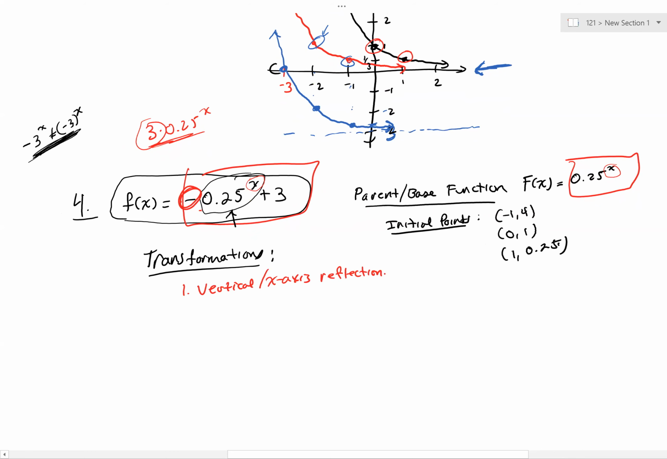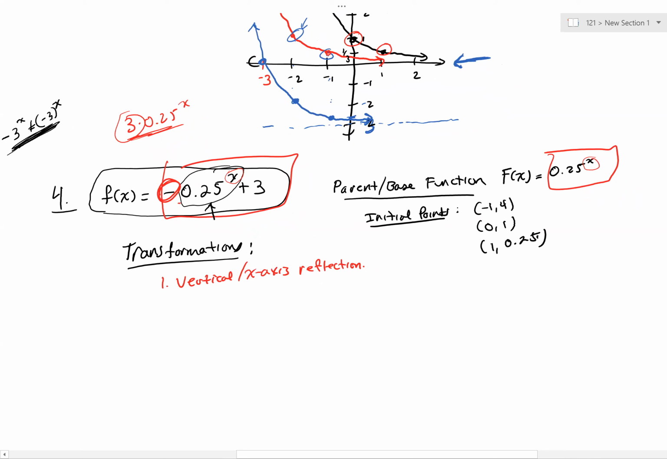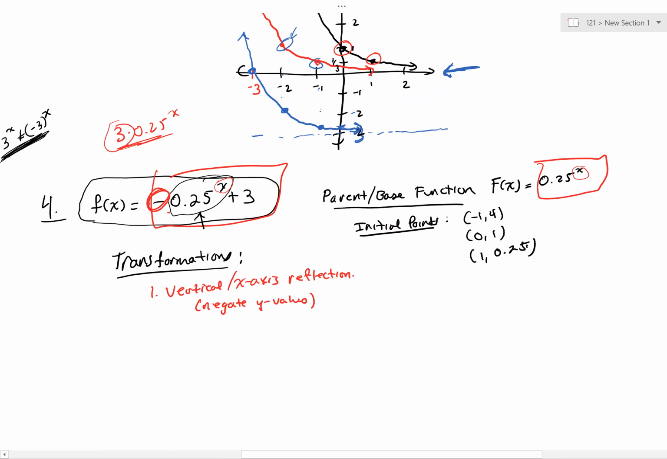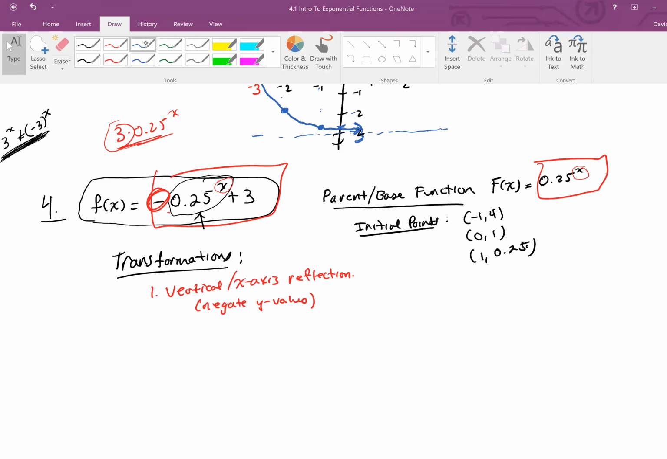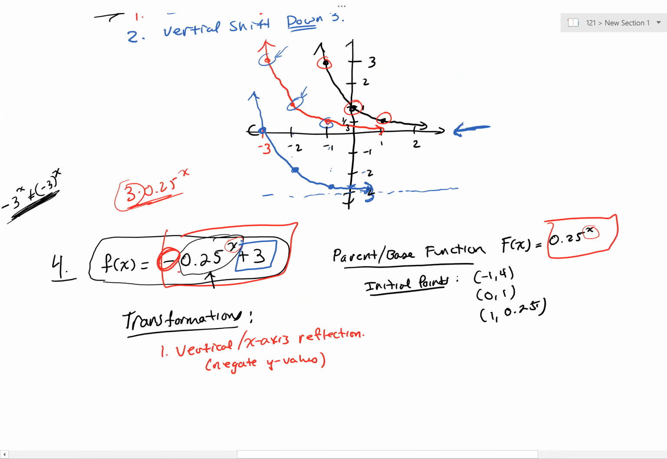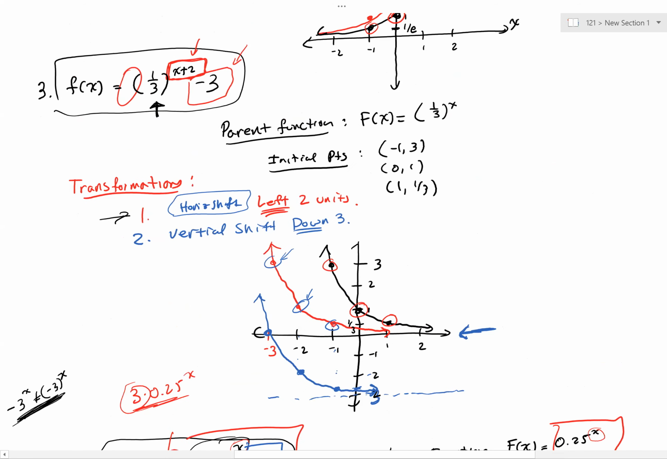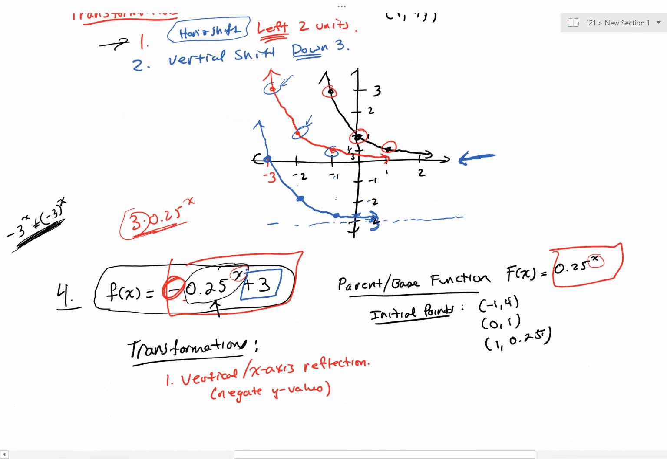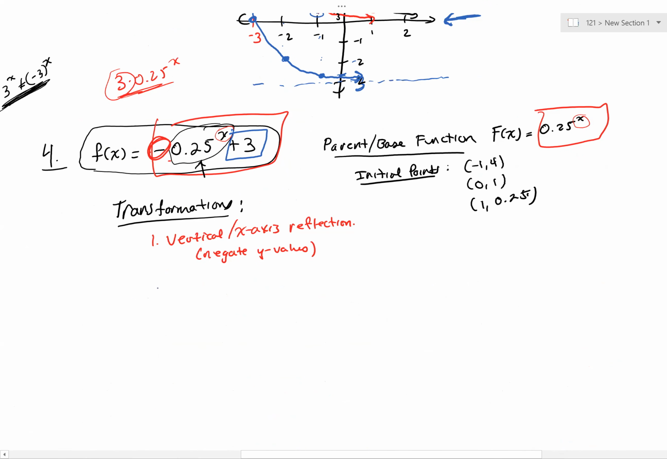So whatever my original coordinates were, the first thing I'm going to do is negate the y values of those coordinates to get my new coordinates. So we negate the y values. Okay, so that's what that minus sign in front means. Okay, what about this +3? That +3, just like we saw in the previous example, where there was a -3, is also a vertical shift.